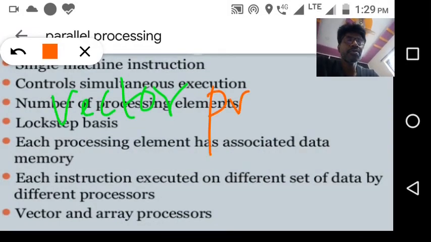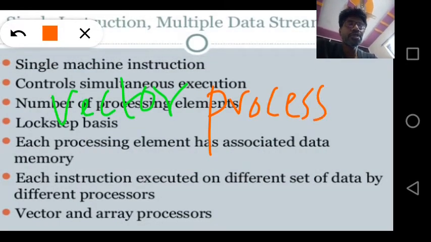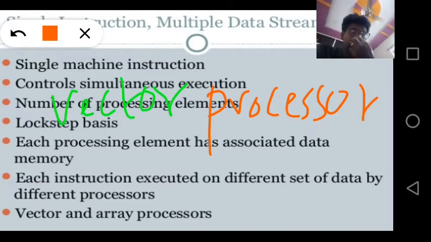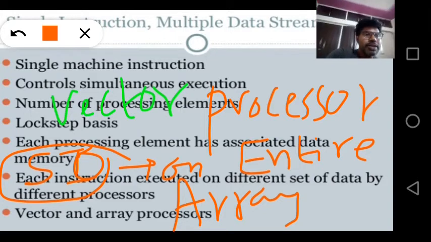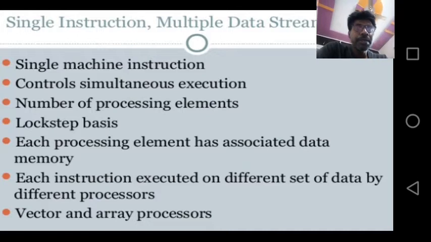If somebody asks what vector processing is, or what a vector processor is, you can give a one line answer: performing a single instruction or single operation on an entire array using a single instruction. That is nothing but vector processing. So there are some vector processors or array processors. We will see all those details.